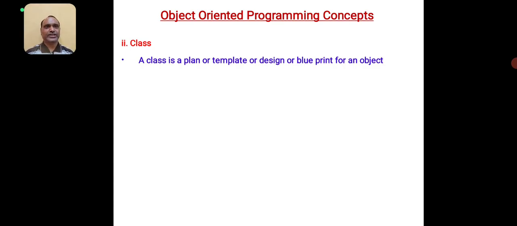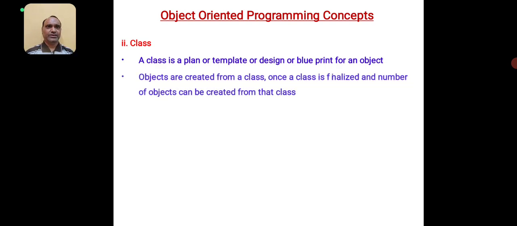But what is the difference between an object and a class? An object is a real world entity. Physically it exists. But class is not a real world entity. It is just a plan. That's it. A class is a plan. It does not exist in reality. Okay. So once a plan is made, from that class you can create any number of objects. N number of objects you can create once a class is planned. Once a class is designed, you can create any number of objects from that particular class.